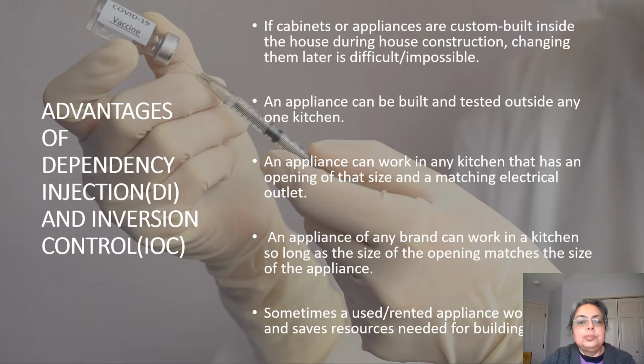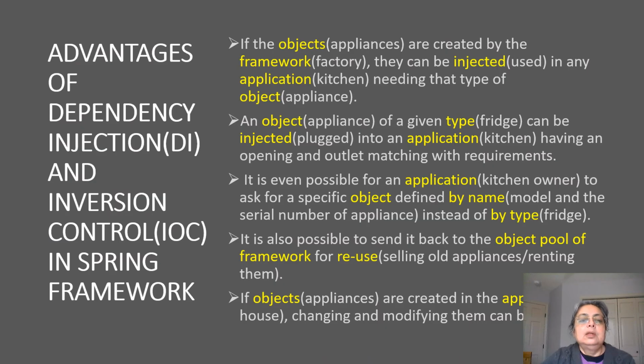So these advantages are pretty intuitive and obvious. I'm saying it again because this is the core concept that we are going to talk about here. I'm comparing the objects with appliances, the framework with the factory, and injected with plugged in. So from the kitchen analogy, it's pretty obvious why it is important or helpful or advantageous when the container does the job of creating, maintaining objects and injecting them wherever they're needed.